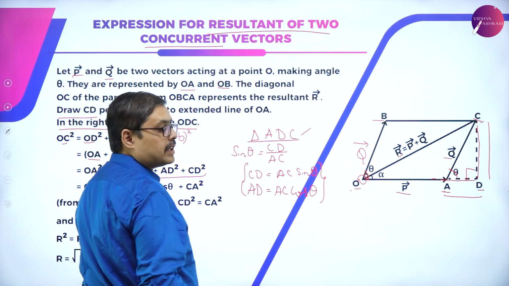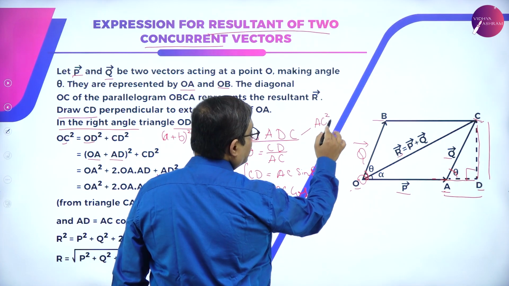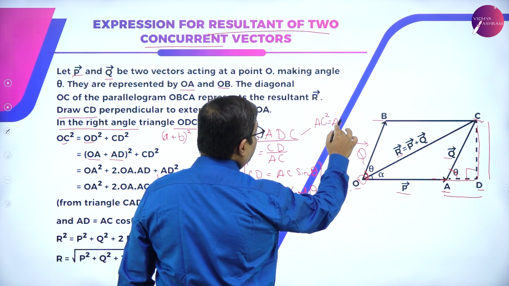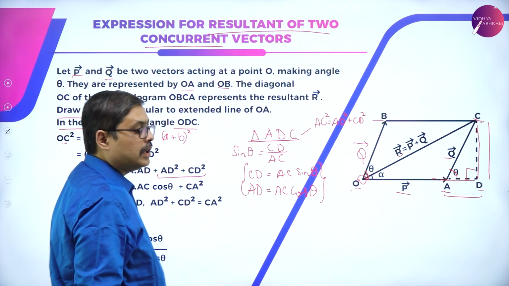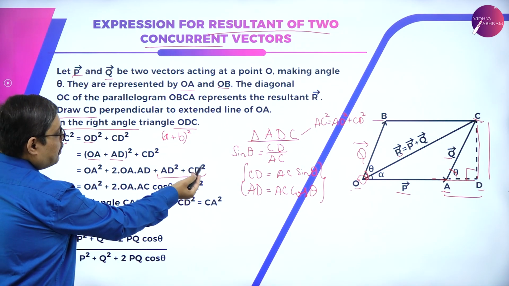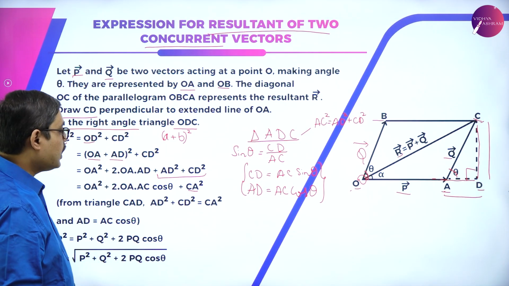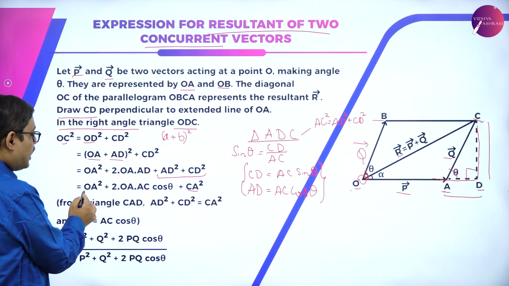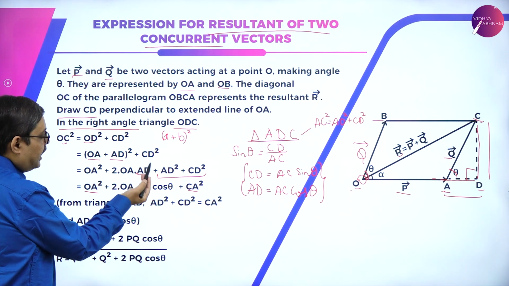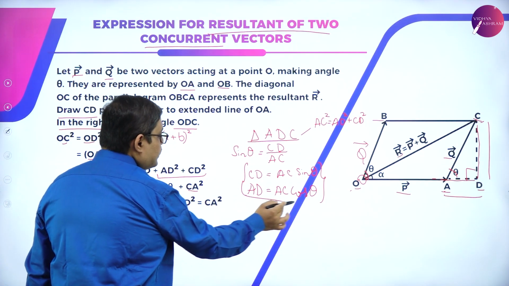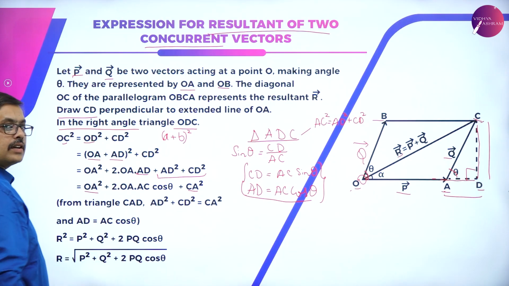If I take the Pythagoras theorem, AC square is equal to AD square plus CD square. So instead of AD square plus CD square, I can write it as CA square or AC square. Similarly, here this side I have OA square. This is 2 into OA. Here I had AD. What is AD? AD is AC into cos theta. So I replaced AD by AC cos theta.